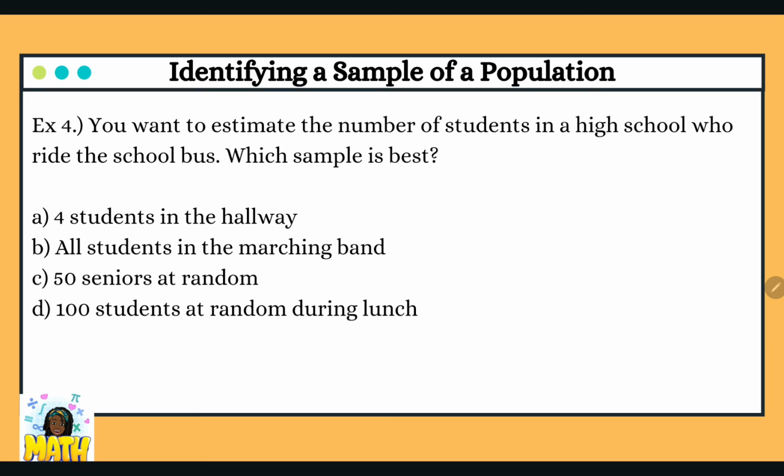So now let's explore a reasonable or the best sample size. You want to estimate the number of students in a high school who ride the school bus. Which sample is best? Is it A, 4 students in the hallway, B, all the students in the marching band, C, 50 seniors at random, or D, 100 students at random during lunch?